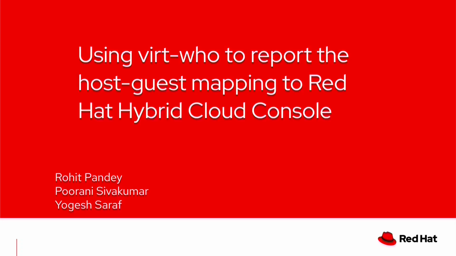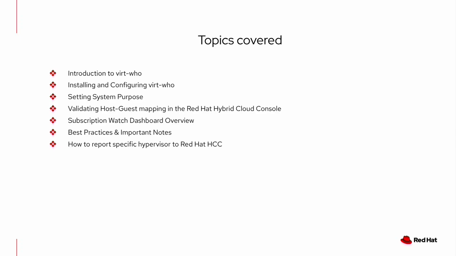I'll walk you through the key changes introduced with the transition to simple content access, also known as SCA, and how it impacts the reporting of host guest mapping to the Red Hat Hybrid Cloud Console using virt-who agent. Here's what we will cover in this video. We will briefly go through each item on the agenda step by step.